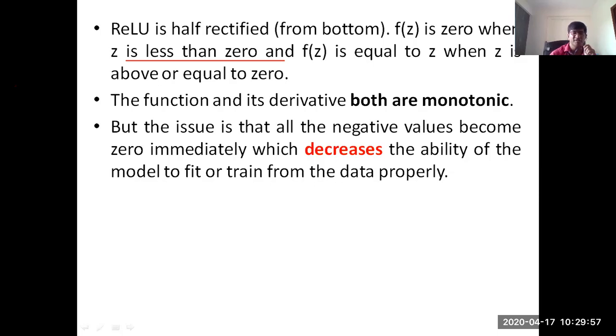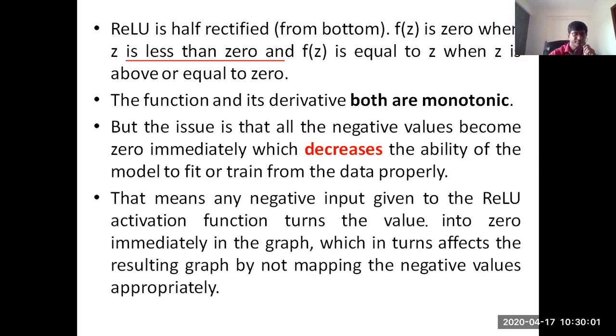So there are certain variations of ReLU functions that we can always use. It also means that any negative input given to the ReLU activation function turns the value into 0 immediately, which in turn affects the resulting graph by not mapping the negative values appropriately. That means, simply, the negative values don't have a proper representation and do not have a proper mapping with respect to your output.